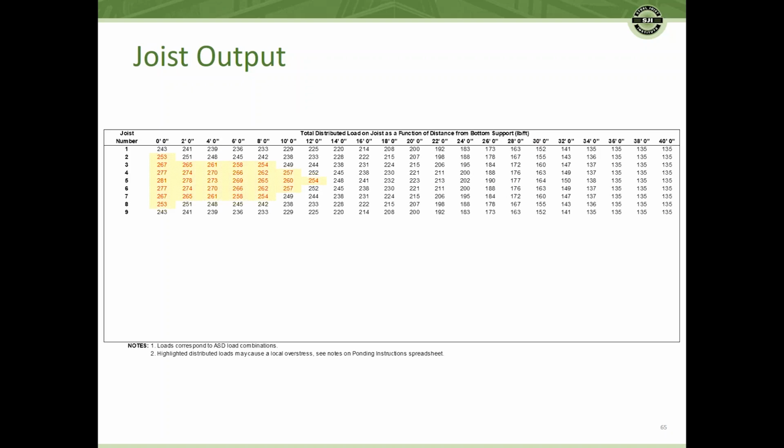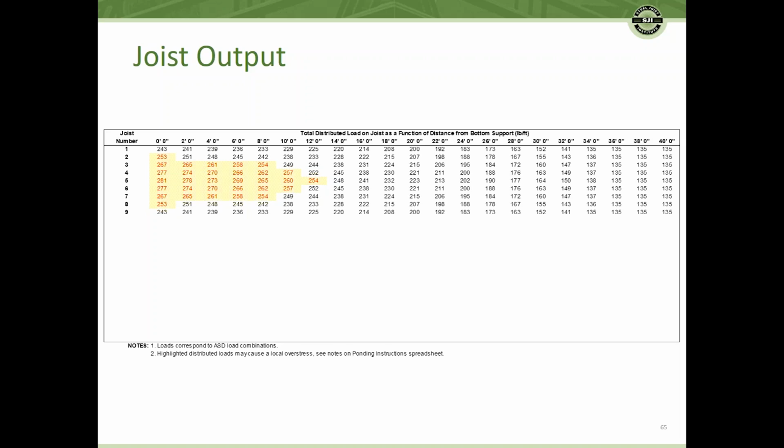Additional joist results are shown in this table. These are the magnitudes of the distributed load as a function of length along the joists for each of the joists. 20 different points are given along the length of each joist. This data helps you make more sense of the physical behavior. More load is going to be wherever that water is the deepest, but it also allows for a check against local overstressing.